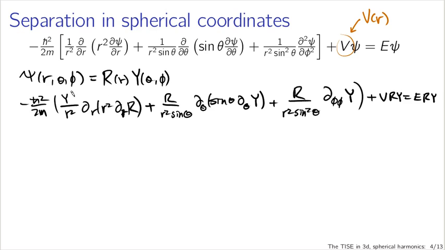As before, this isn't exactly separated. I have a theta and phi dependent term tagging along with my partial derivatives with respect to r. And here I also have an r squared tagging along with my theta and phi dependence, both for my theta derivative term and for my phi derivative term. So I've got to somehow get rid of that. And I can do that by, as before, dividing through. In this case, I'll be dividing through by the quantity minus h bar squared R Y over 2m, with also an r squared. So the division, to simplify things, is a little bit more complicated, but the overall result you get follows the same general structure, only more complicated.